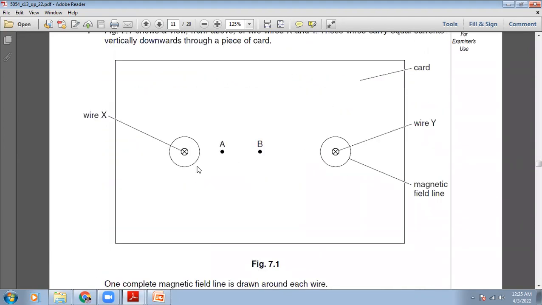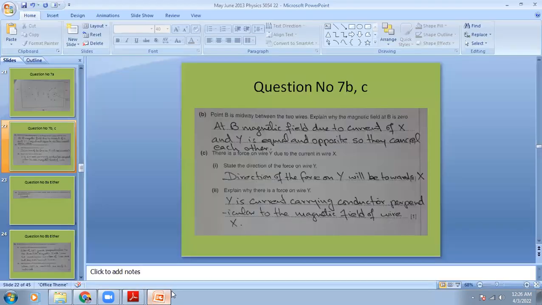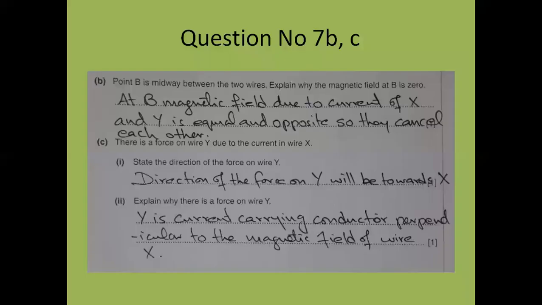We have studied that when you have two parallel conductors and the direction of the current is the same in them, they will attract each other. Because the wire Y is a current carrying conductor placed in the magnetic field, it will feel a force. So the direction of the force on Y will be towards X, because the X wire and the Y wire have the same direction of current. They are parallel to each other, so they will attract each other.